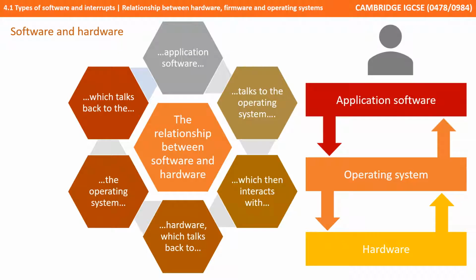To further extend this diagram, you can think of yourself as the user as being at the top of this stack. You interact directly with application software. This talks to your operating system and then to your hardware. Messages get passed back up to the operating system and the application software, and then you see the end result in the form of updates on your monitor or output through your speakers.